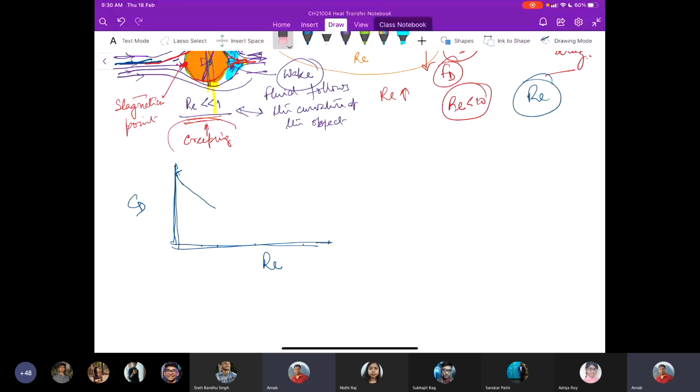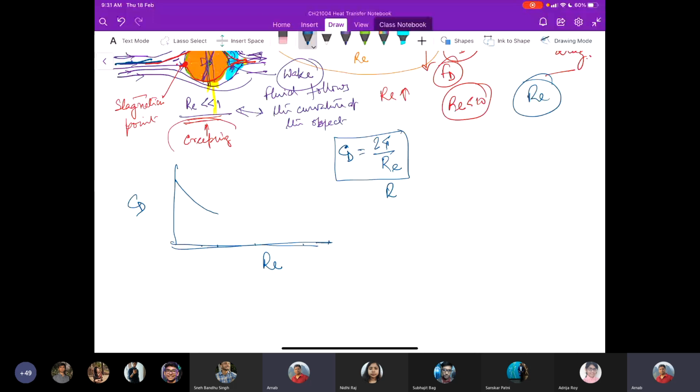For a sphere, you know what that value is. What is the relation between CD and RE for creeping flow? Anyone? Do you remember this relation? Yes or no? Tell me, someone. Is this for a sphere, sir? Yes, that is what I'm saying.